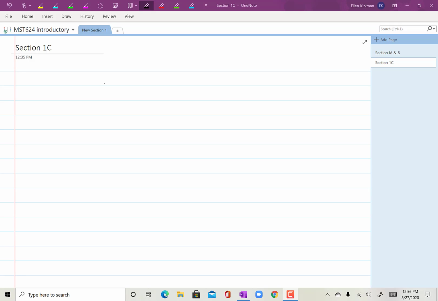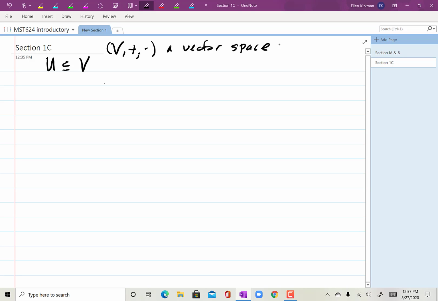Welcome back. So this is a brief introduction to section 1C, which is about three things. So first it's about whether a subset U, okay, so I'm starting with a vector space. And I want to know whether a subset of this vector space is a vector space under the same operations.